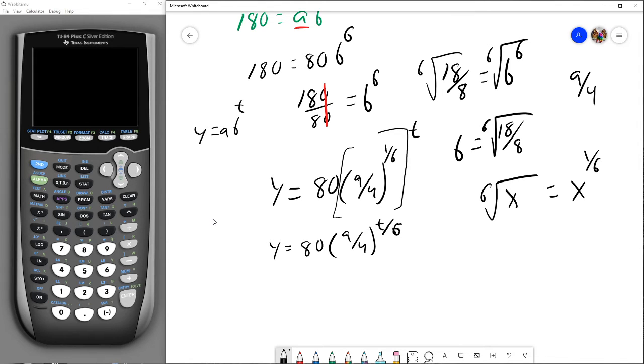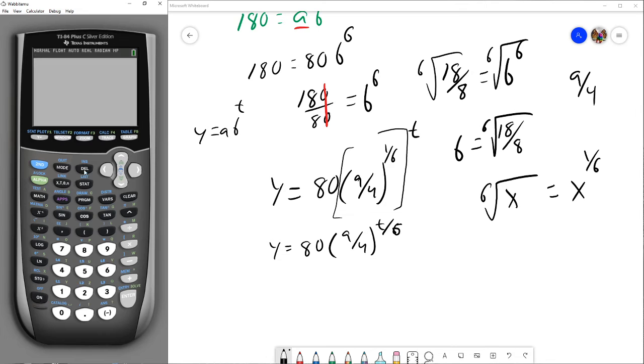Alright, so if you notice, I did not calculate what 9/4 to the 1/6 was, though we could certainly have used our calculator to do that. Instead, I wrote it in this manner because it's more elegant. We avoid decimals, and it will give us an exact equation. If you had used a decimal value, you would have to truncate your value. That means you chop some portion of it off, because a 6th root of that would not be a nice number.